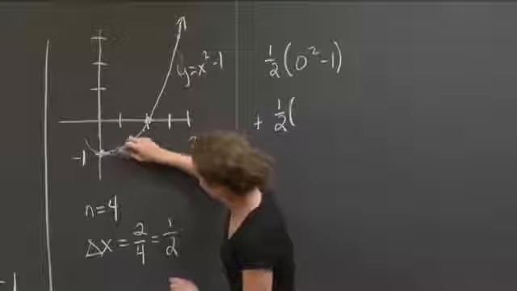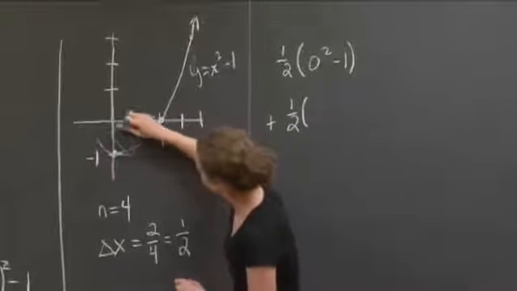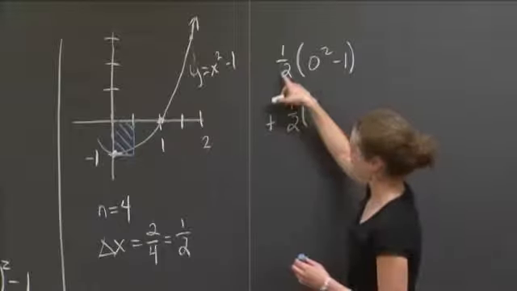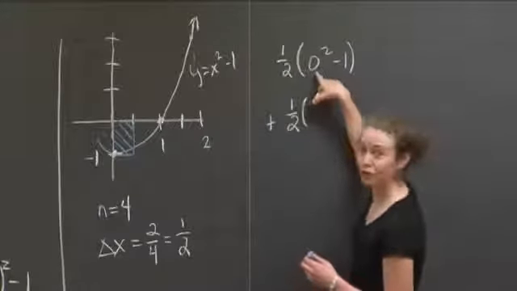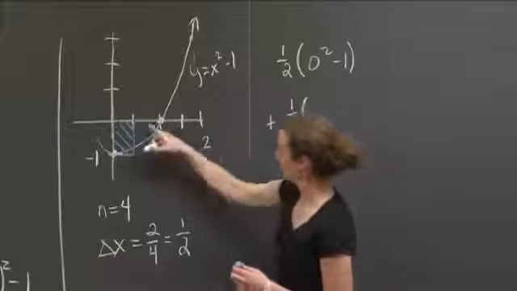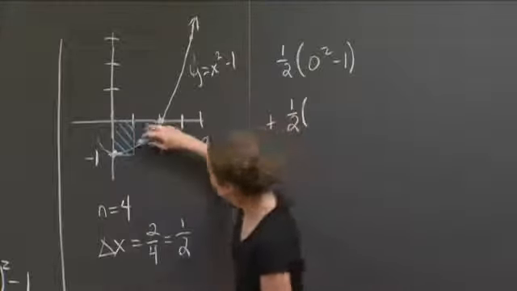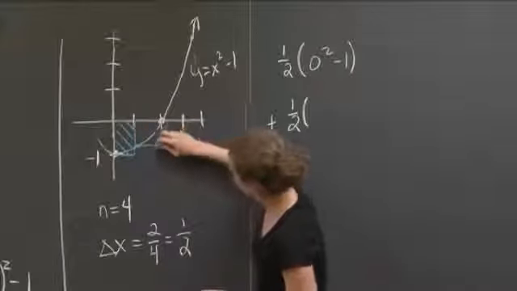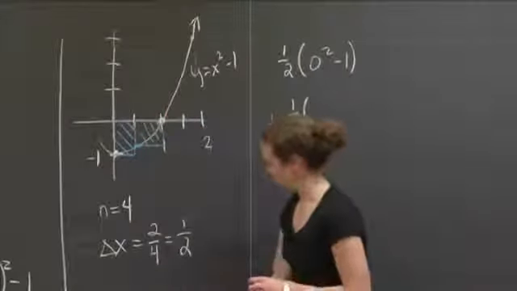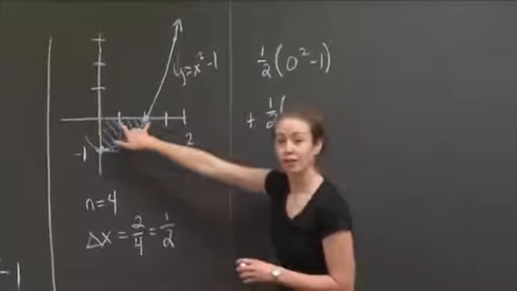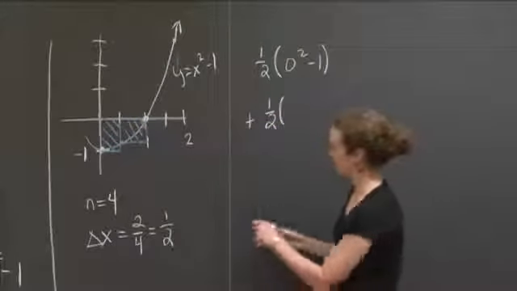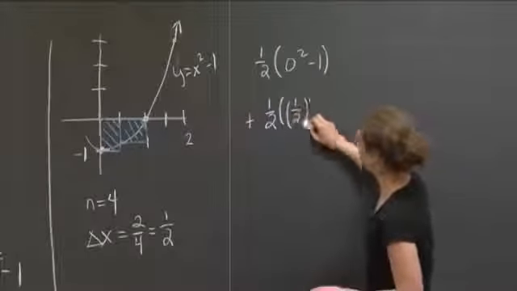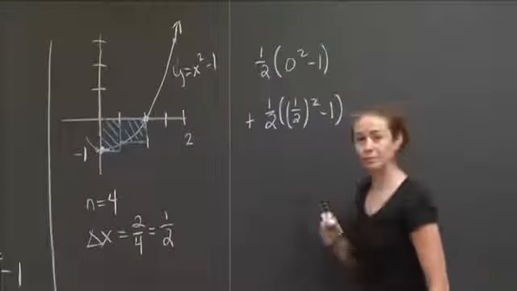Sorry, it's this rectangle, right? It's length 1/2, and it's the function evaluated at 0. The next one is length 1/2, and it's going to be the function evaluated at whatever this left-hand endpoint is here. So it's going to be this area. It's going to be length 1/2, and then the height is going to be at x equal 1/2. So 1/2 quantity squared minus 1.